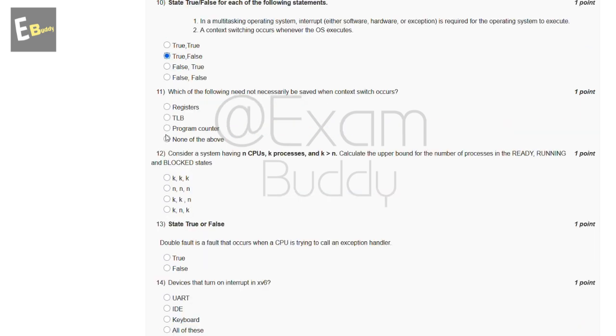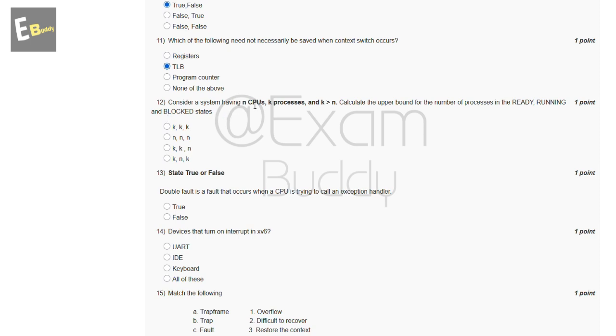Now the 11th question is: which of the following need not necessarily be saved when a context switch occurs. So these are the options: registers, TLB, program counter, none of the above. So the answer of our 11th question is B, TLB. Now the 12th question is: consider a system having n CPUs, k processes, and k greater than n. Calculate the upper bound for the number of processes in the ready, running and blocked state. So these are the options, and the answer of our 12th question is D, K and K.